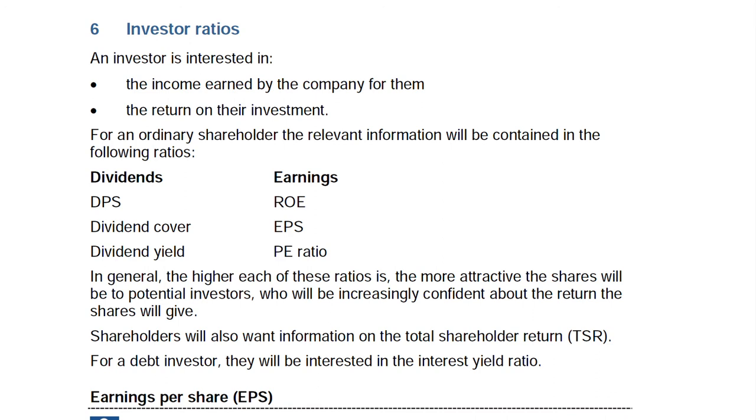Okay, so coming to the investor ratio, the investor is interested in two things. One is income, one is the return on the investment. Okay, we are going to study both aspects. For the ordinary shareholder, these are the relevant ratios. They are divided into two groups. One is dividend, one is earnings. Under dividend, we are going to study DPS, dividend per share, dividend cover, dividend yield. Under earnings, we are going to study return on equity, which we have already covered, EPS, earnings per share, and P/E ratio.